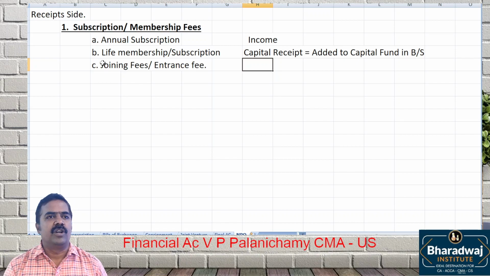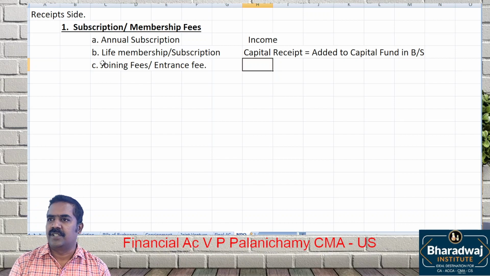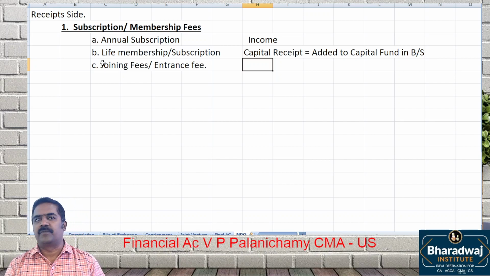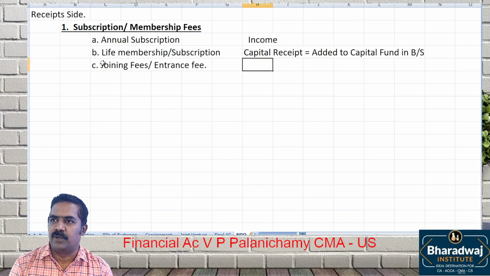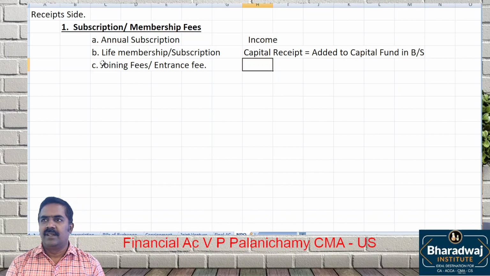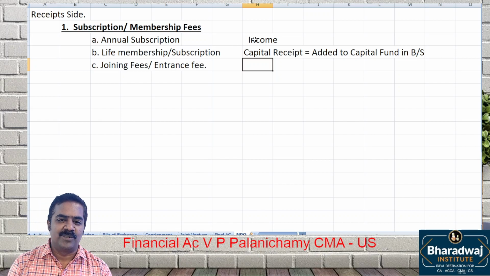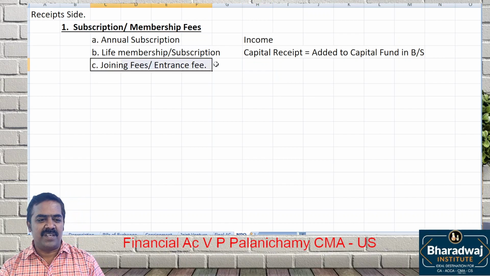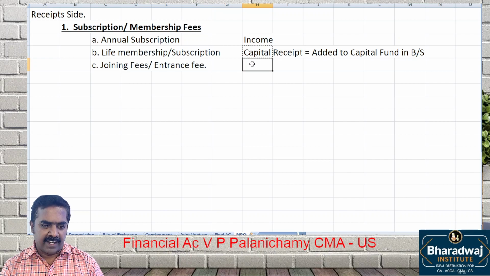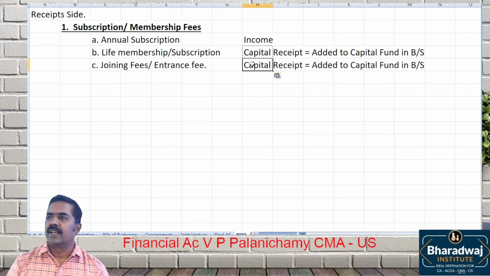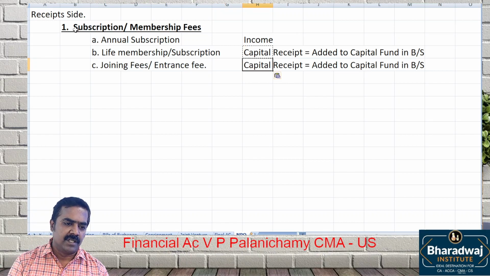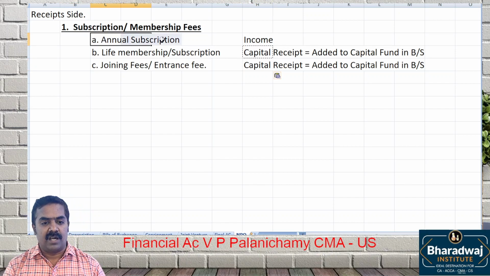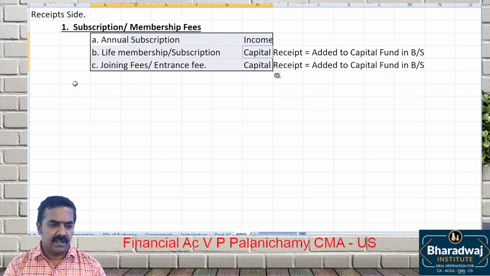Like a golf club, they now charge 2 crores. Joining fees is how much? 2 crore. Apart from that, every year you have to pay 5 lakhs. Otherwise everyone would go. So joining fees or entrance fees is a capital receipt. It will be added to which one? Capital fund in the balance sheet. So they ask you in the exam how to treat all these things.